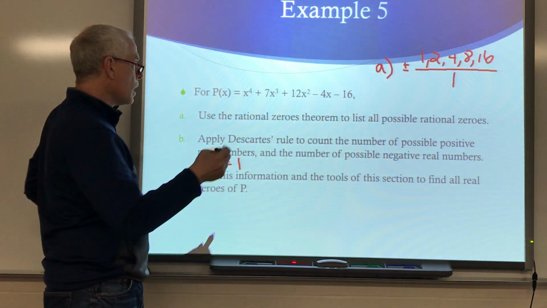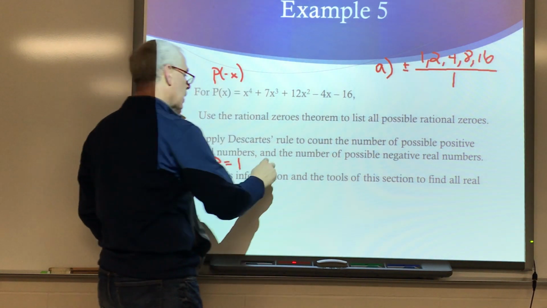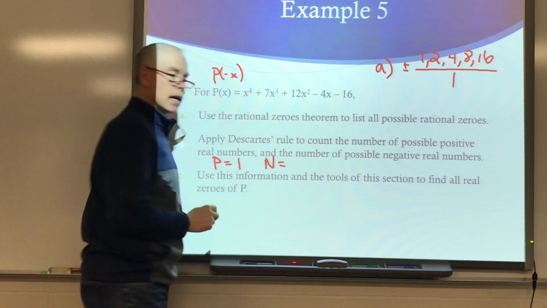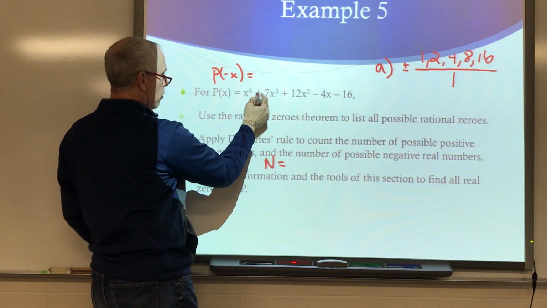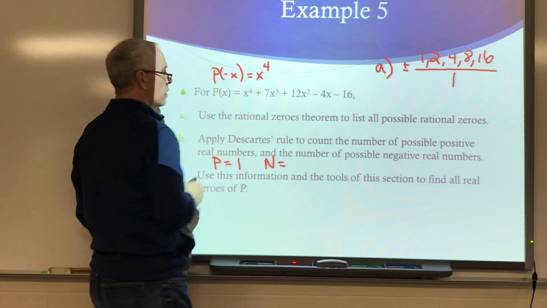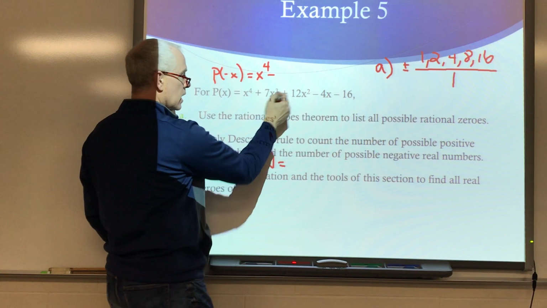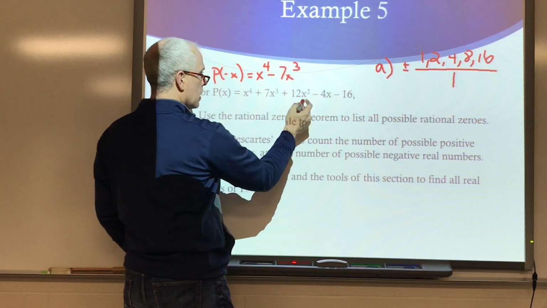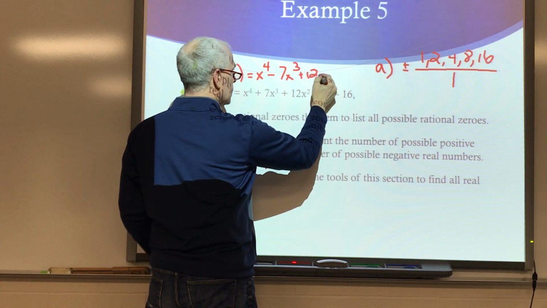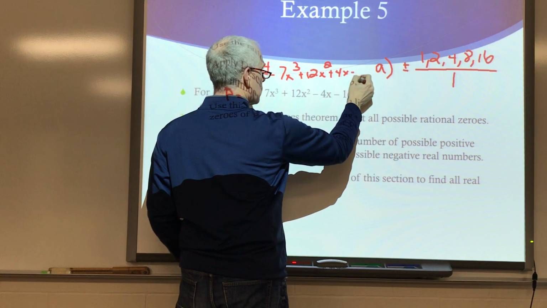Okay? Let's look at p of negative x to help us determine how many negative ones there could be. So what if I put a negative into an even powered function, a negative raised to the fourth is going to be positive again. This will become negative because a negative raised to the third will change sign. So minus 7x cubed. That will stay the same because it's even. That will change signs there. And there's no x there.